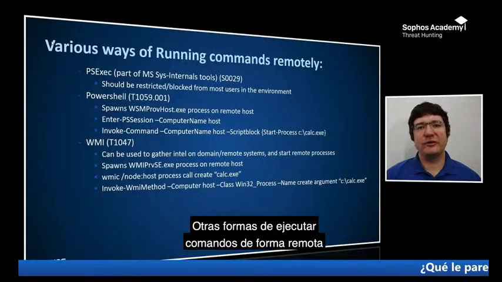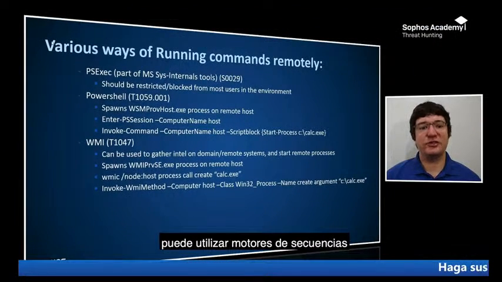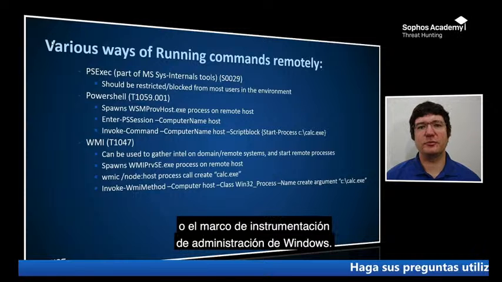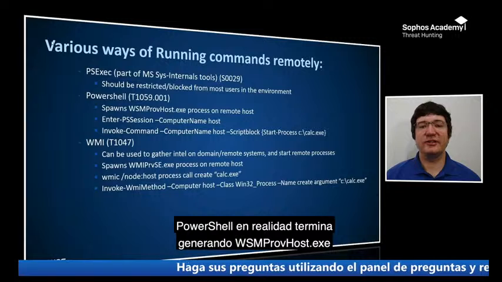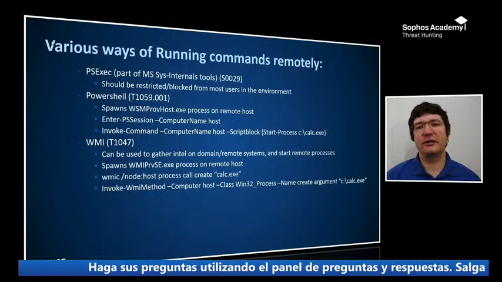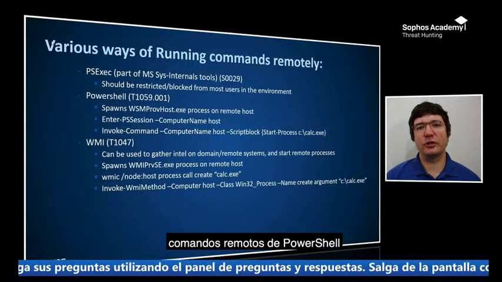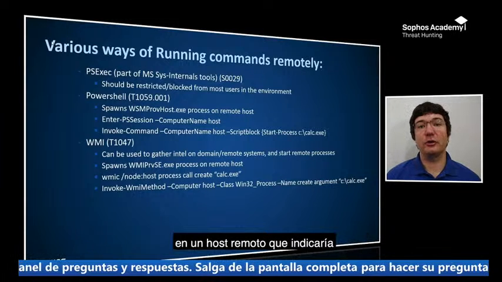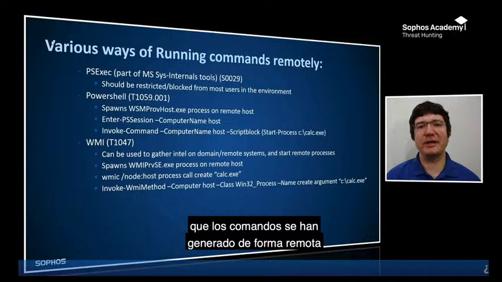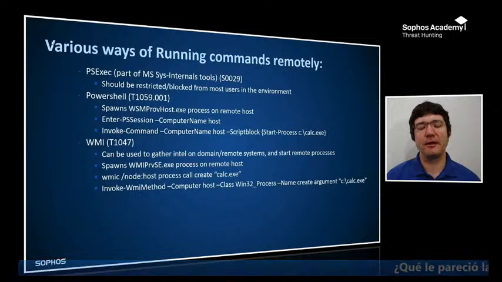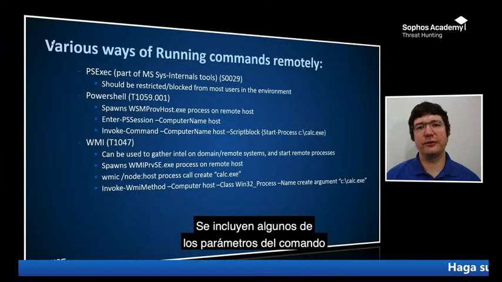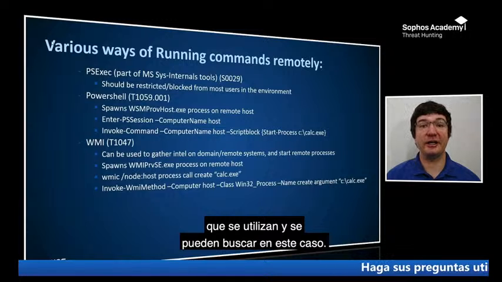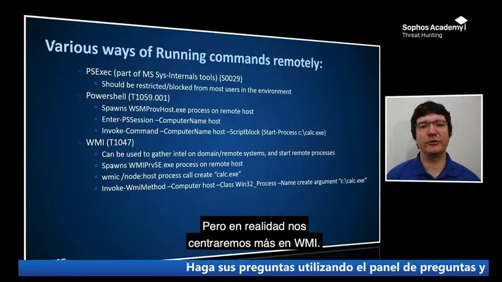Other ways of running commands remotely can use scripting engines such as PowerShell or the Windows Management Instrumentation framework. PowerShell actually ends up spawning wsmprovhost.exe on remote systems when remote PowerShell commands are run, and WMI can actually spawn WmiPrvSE on a remote host. That would indicate that commands have been spawned remotely from another system. Included are some of the command parameters that are used and can be looked for in this case, but we're actually going to focus on WMI the most.